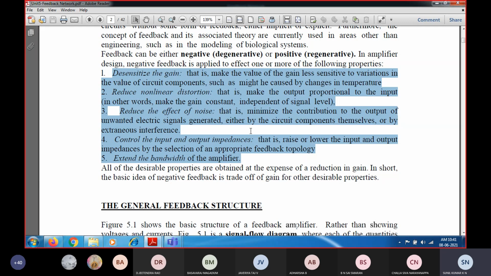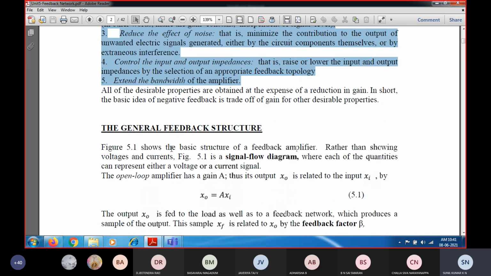So you can go for a positive feedback. The only drawback in negative feedback is that the reduction of gain will be there at the expense of these important properties. Okay, so these are the five important properties of the negative feedback. Next we will come to the general feedback structure.